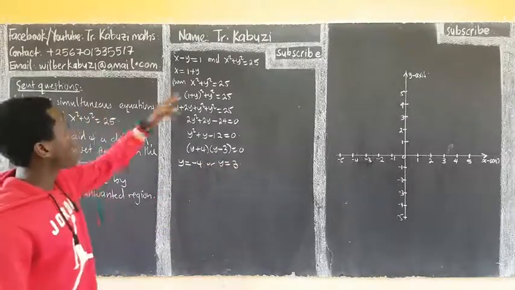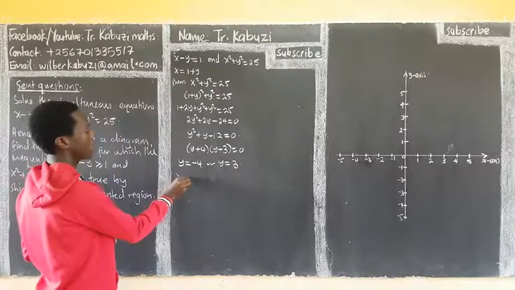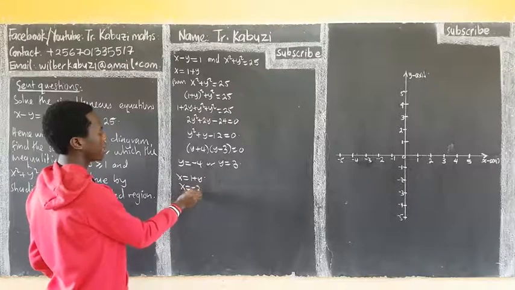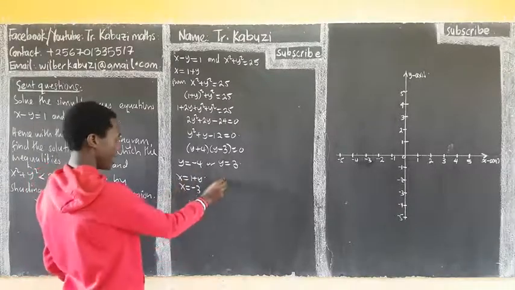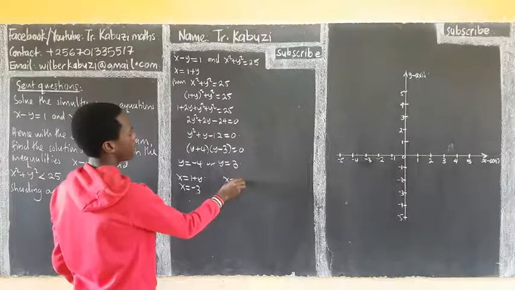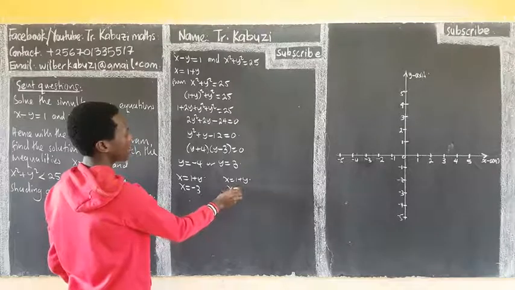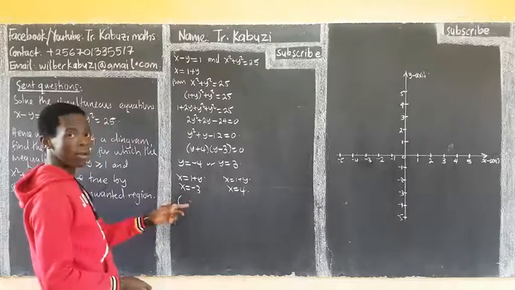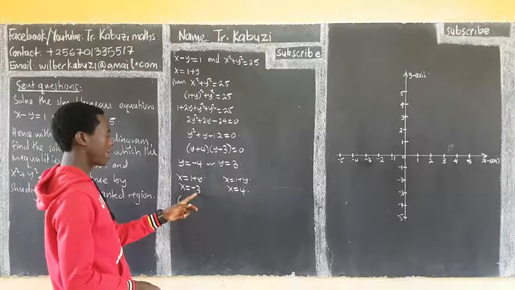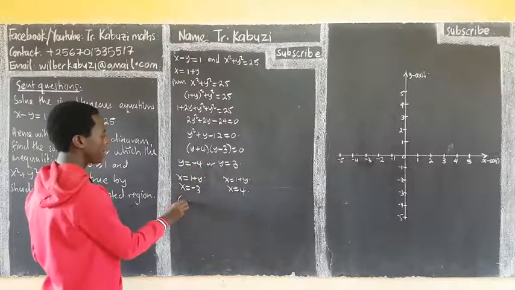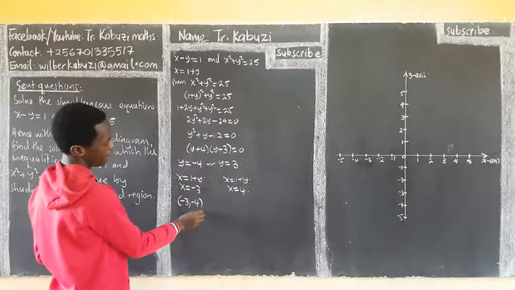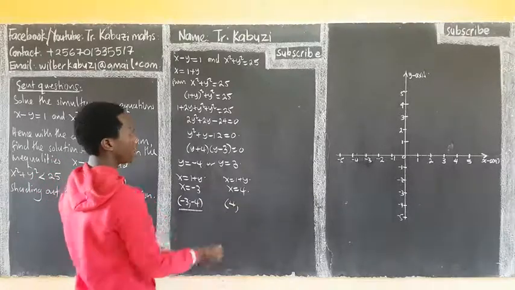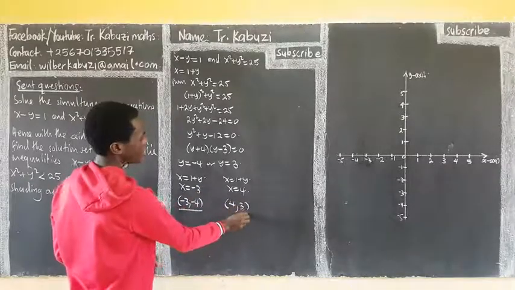Then when y is negative 4, we come from here. Our x will be 1 plus y. So from here, my x will be negative 3 when I put in negative 4. And here, my x will be 1 plus y. So here, my x is going to be, when I put here y as 3, I get 4. So the coordinates are where they are meeting. When x is negative 3, y is negative 4. So negative 3, negative 4. Then I have another one. When x is 4, y is 3. So these are the two.